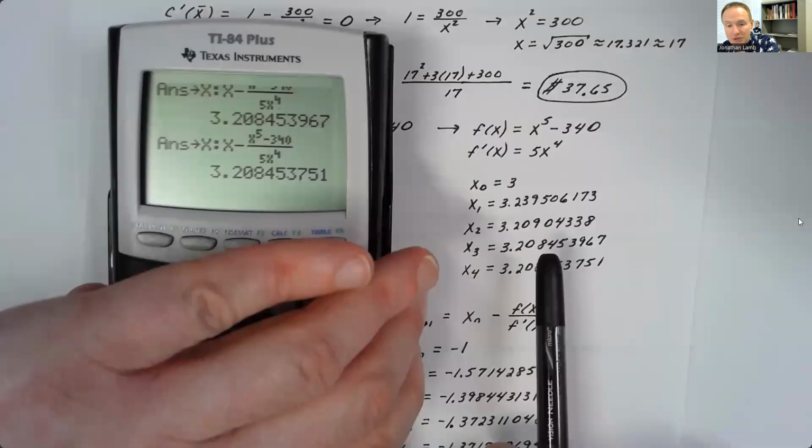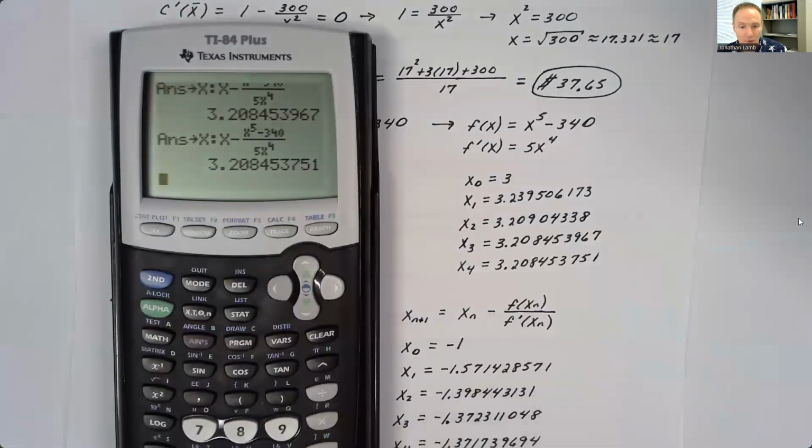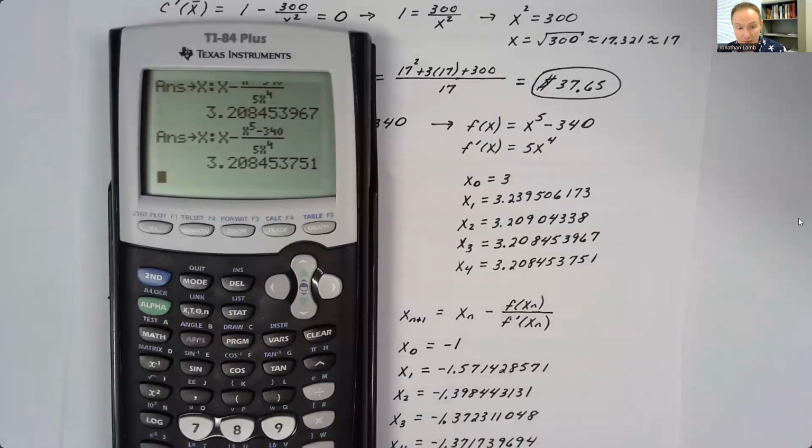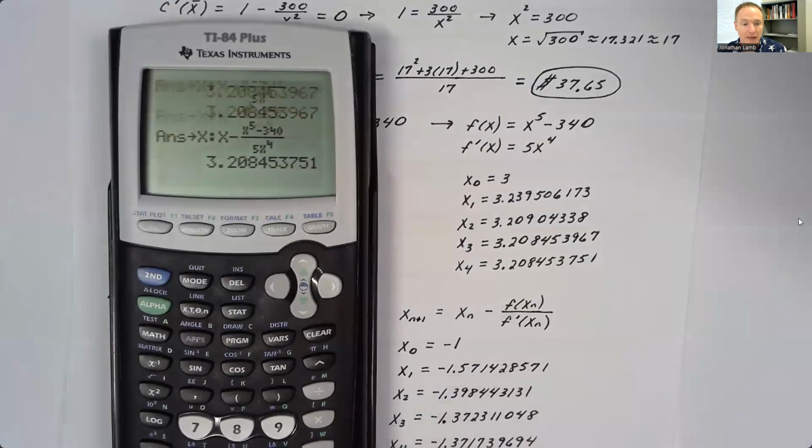3.2085. Now, just out of curiosity, you may say, well, is x sub 4 correct to all the places on the calculator, 8 decimal places? And yes, it is, because x sub 5 would repeat.